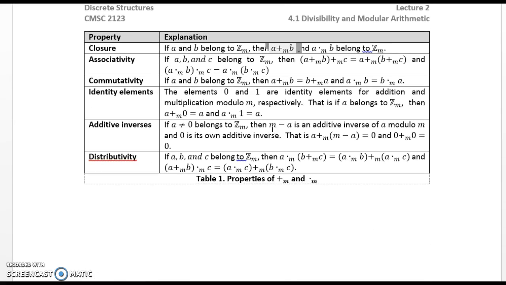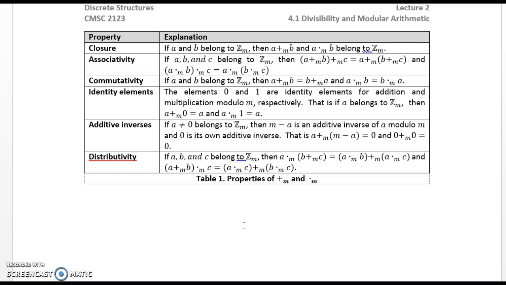So here's a summary of properties in the modulo m space. Closure. If a and b belong to the integers modulo m, then the sum modulo m and the product modulo m belong to that space. If a, b, and c belong to the integers modulo m, then the associative property applies to addition, and also to multiplication.